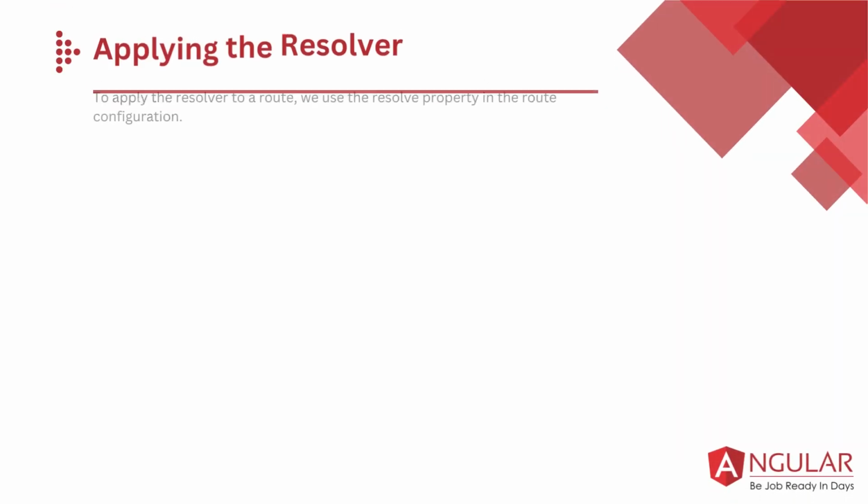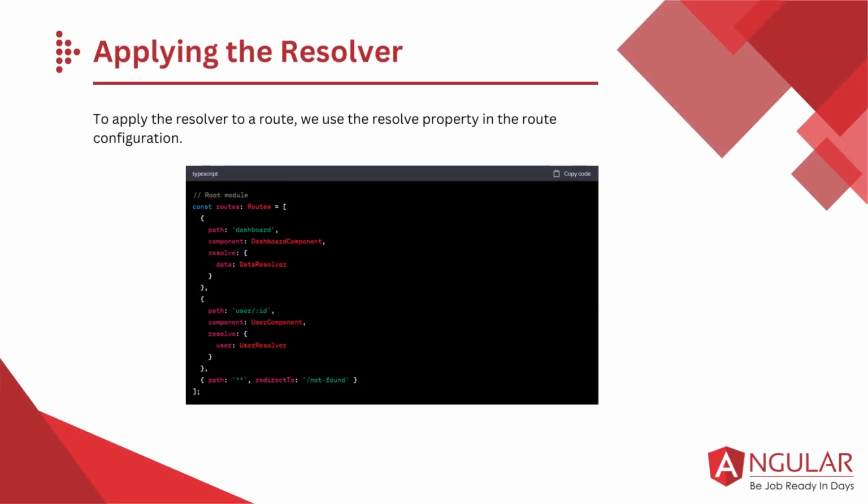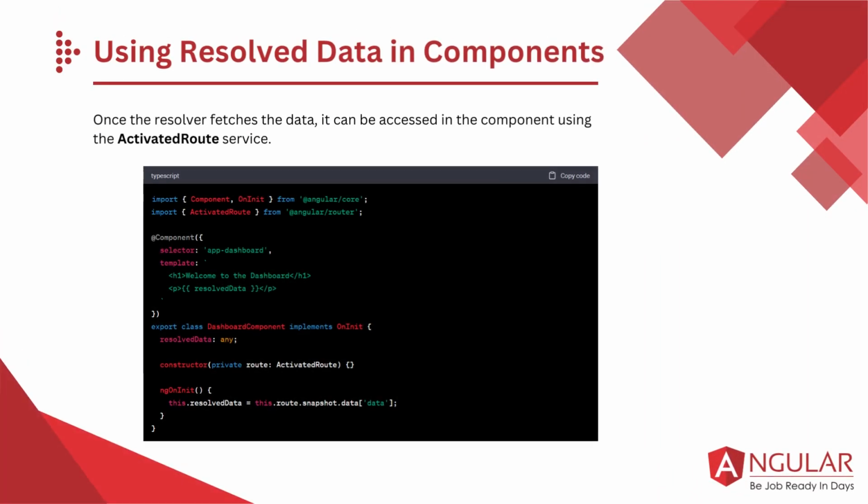3. Applying the resolver. To apply the resolver to a route, we use the resolve property in the route configuration. In this example, we applied the DataResolver to the dashboard route and the user resolver to the user ID route. When the user navigates to these routes, Angular will call the respective resolvers to fetch the required data before rendering the associated components.